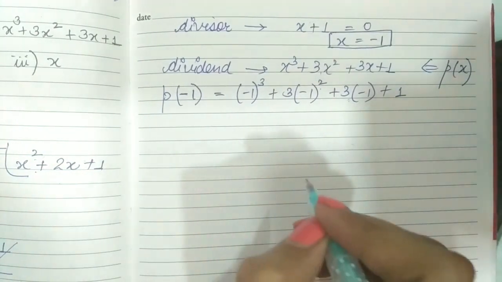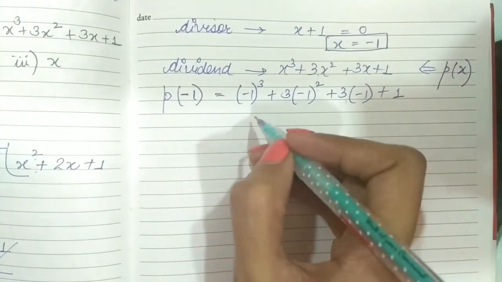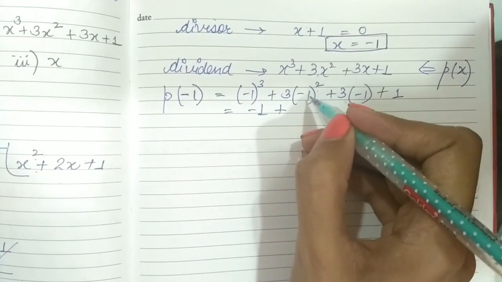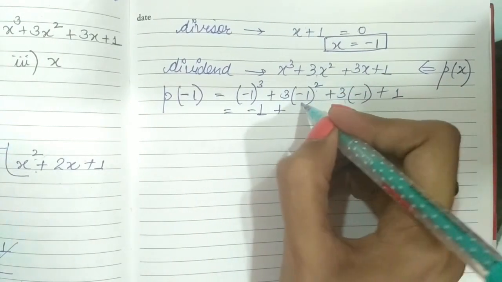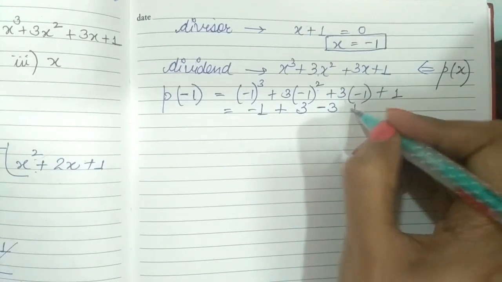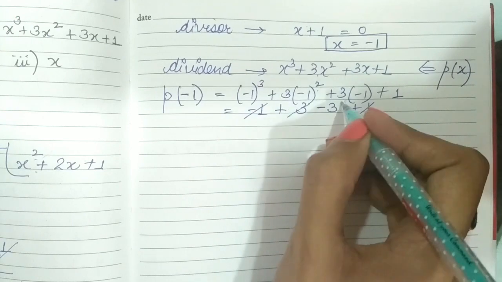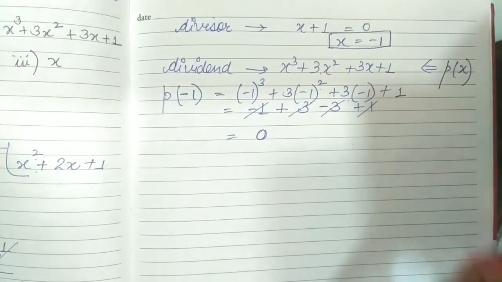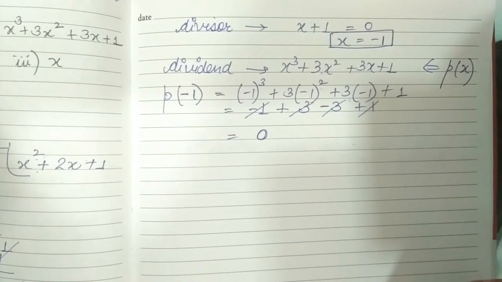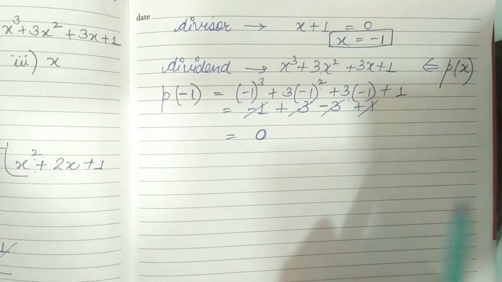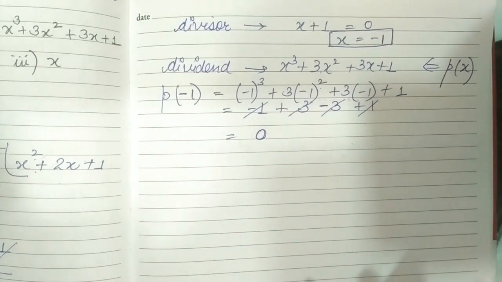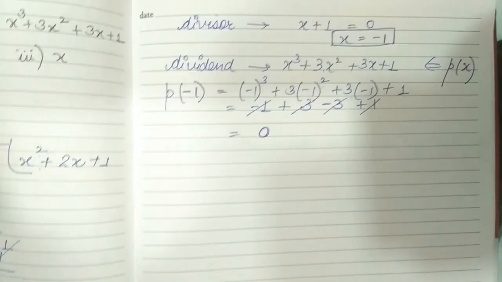The cube of minus 1 will be minus 1. Square of minus 1 is 1, and 3 multiplied by 1 is 3. 3 into minus 1, minus 3, plus 1. See, the remainder here is also 0. So either you can solve it by long division or by the remainder theorem, but with the remainder theorem it is very quick and easy. Let's solve other parts of this question.